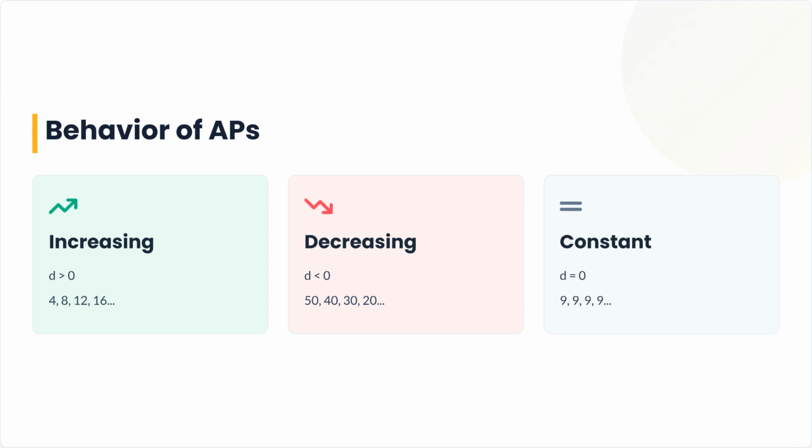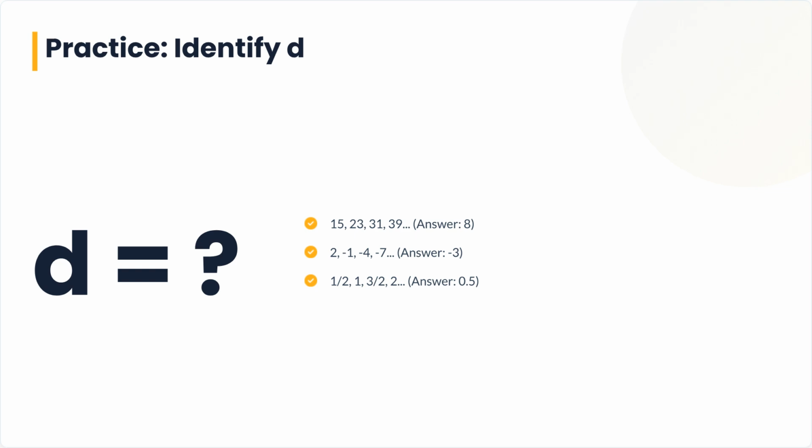Visually, we can categorize AP behavior. Sequences with a positive common difference are increasing, those with a negative difference are decreasing, and those with a 0 difference are constant. Let's practice identifying D. For the first sequence, the difference is 8. The second gives -3, and the third reveals a difference of 0.5.